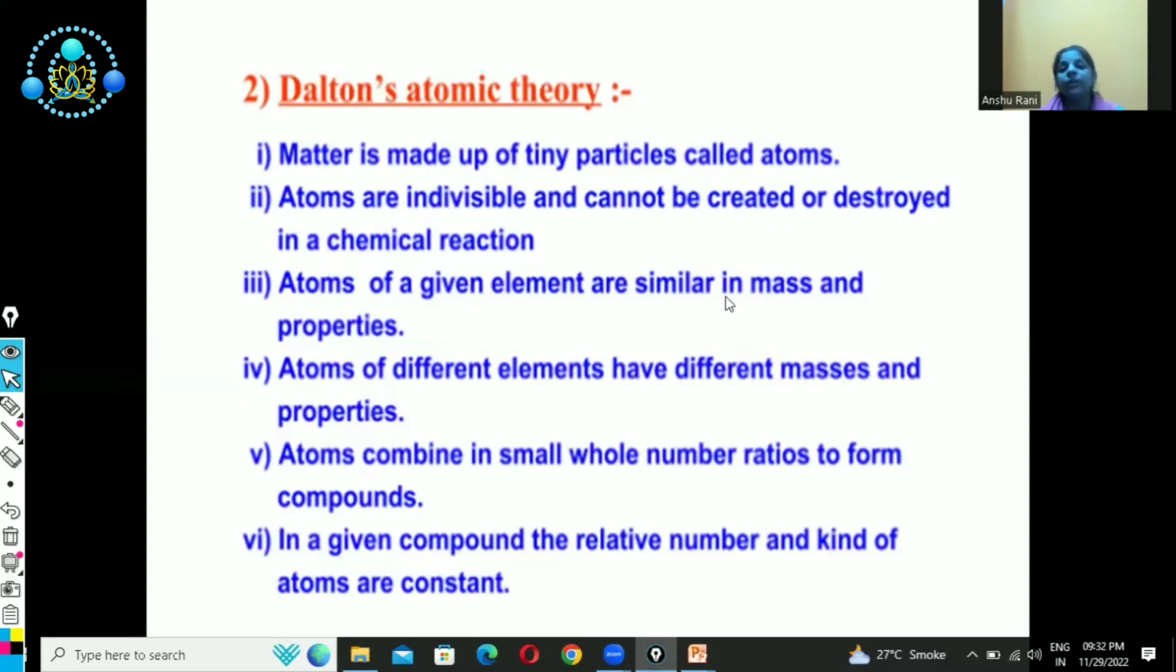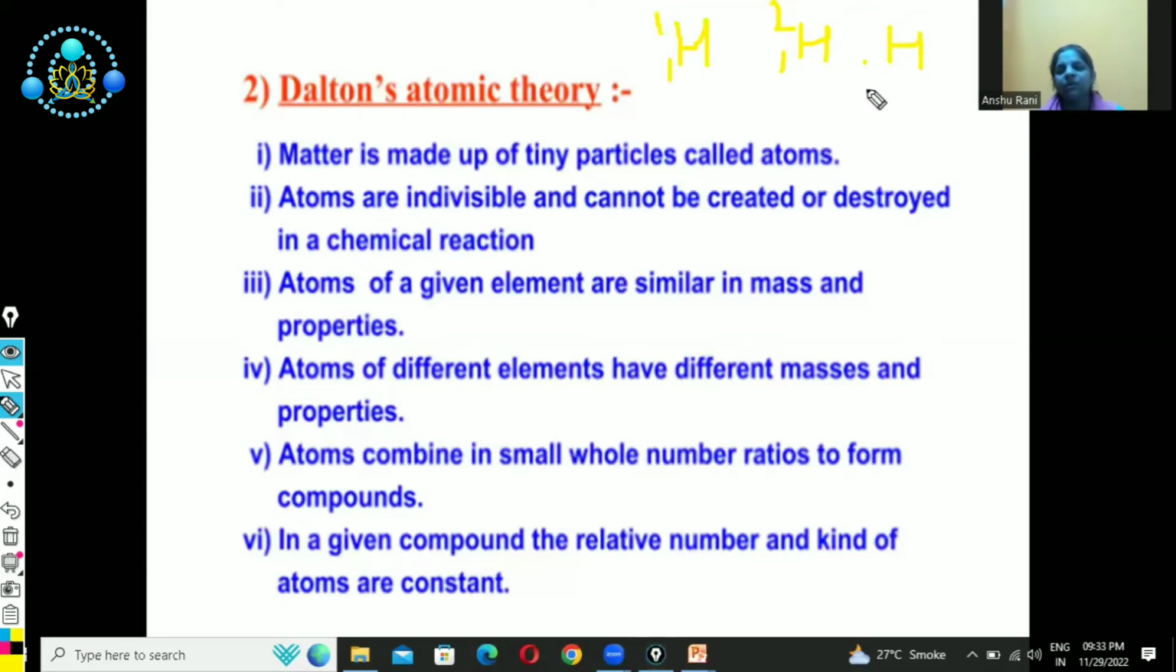Then, atoms of given elements are similar in mass and properties. We know that if you are taking atoms of the same type, they would be the same in their mass and in their properties. But here if you take the example of isotopes, isotopes are atoms of the same element having the same atomic number but different mass number. Say you have three isotopes of hydrogen: protium, deuterium, and tritium.